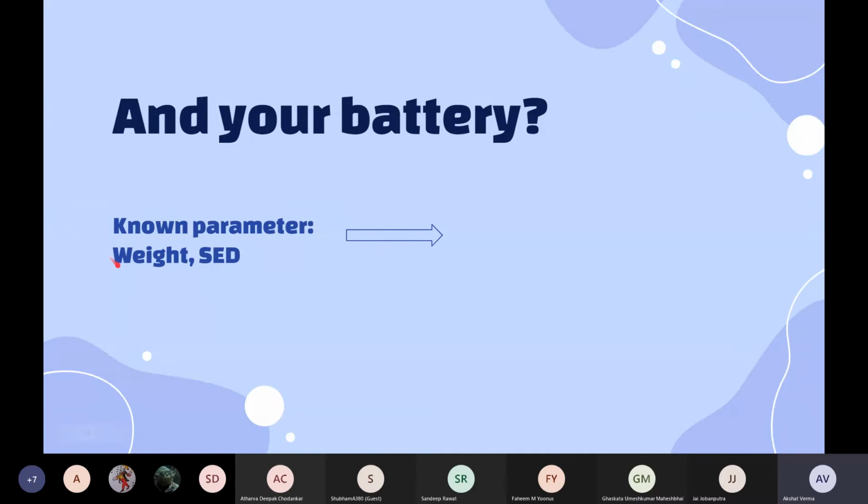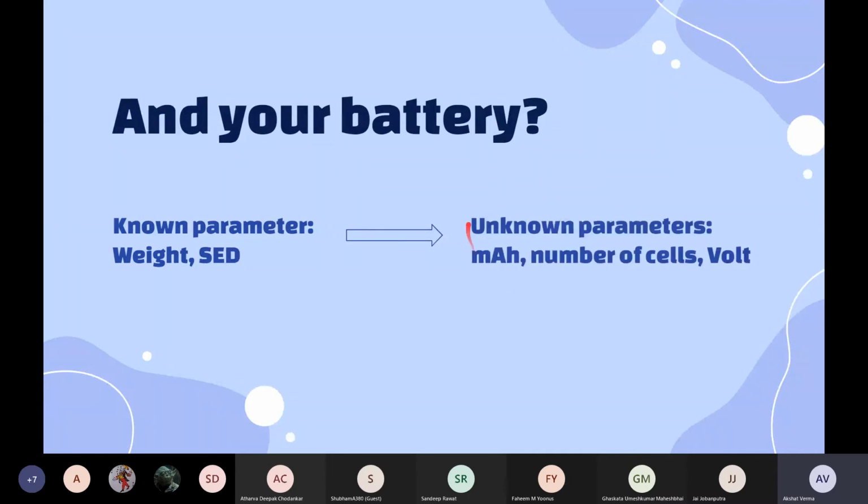We already know two things about the battery: the specific energy density, which we know from the battery type, and the weight of the battery, which we calculated in the first iteration. Even though we are saying it is the first iteration, you will get to know why we called it that. So the weight of the battery and the SED value are the two things we have. What specifications we need to get from these are the mAh value, the number of cells, and the voltage of the battery, right?